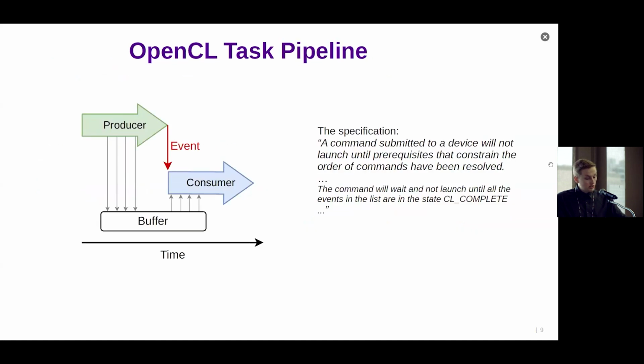Then this is how you would describe it in OpenCL. There is nothing special here. You have a producer kernel and a consumer kernel, and they're using a common OpenCL buffer object, where the producer is writing and then the consumer is reading, and using the event to synchronize between them to avoid a race condition on the data. The specification supports this very clearly, that the consumer kernel will be waiting until the event is complete. So that works.